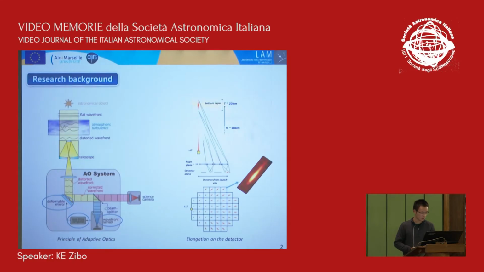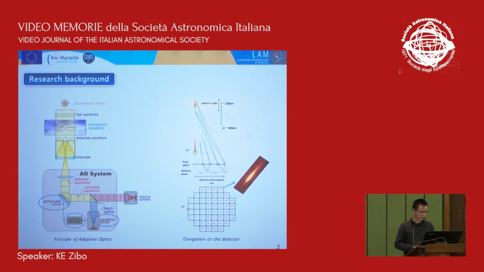My topic is first results on a laser guide star wavefront sensing prototype for the ELT. We all know there are three important components in an AO system. The first one is the wavefront sensor. It acquires the wavefront from the object, which is distorted by the atmosphere. The second is the real-time computer. It acquires the wavefront to output the control signal. And the third is the deformable mirror. It uses the signal to correct the wavefront to get good quality images.